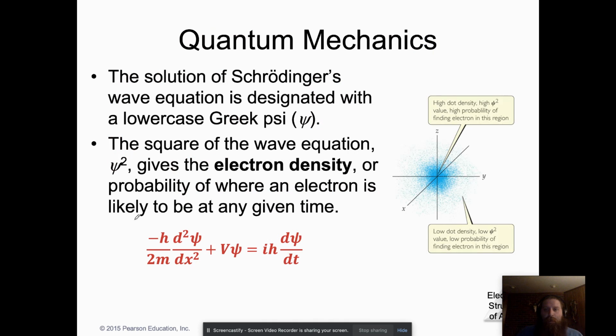So when we look at this graph, which I know we saw last year, this is an s orbital. It's not really a closed sphere. It's not an eggshell. It is a probability density map. The more dots, the darker the color, the greater the probability of finding an electron in that area. As you get further, in this case, from the nucleus, those dots diminish, and so you have less of a probability. So that's what we want to take from the Schrodinger equation.